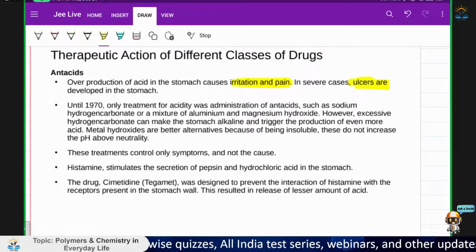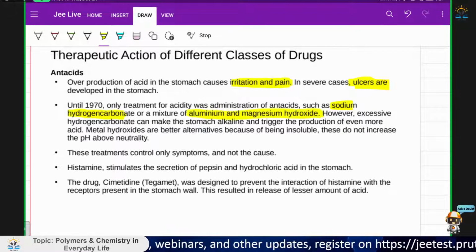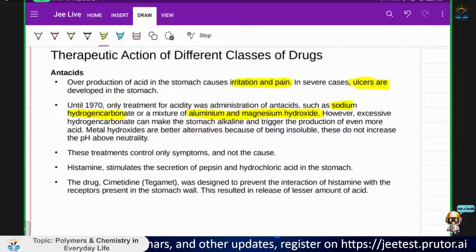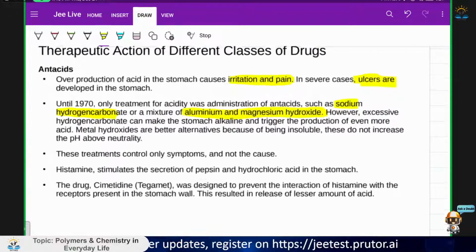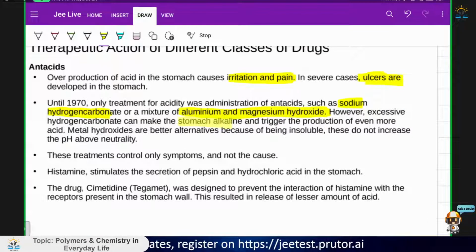Until 1970, the only treatment of acidity was what? We would give antacids such as sodium hydrogen carbonate or metal hydroxides, aluminum and magnesium hydroxide. But the problem with administering sodium hydrogen carbonate is what? It makes the stomach alkaline, which gives positive feedback and causes the release of more acid. So it becomes even more severe for the patient.